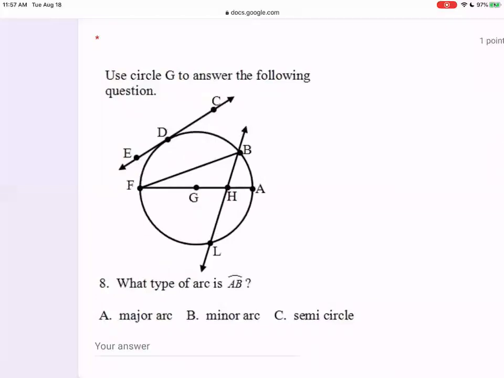Okay, what type of arc is AB? So take a look at where A and B are. They're pretty close to each other. Would that be a major arc, a minor arc, or a semicircle? Minor. Minor, yes. Good, yes, minor.